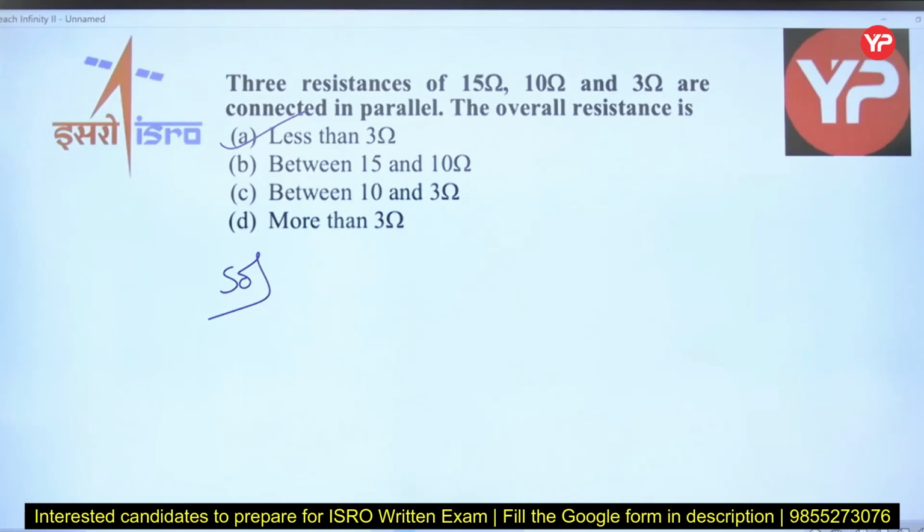What is the least value of resistance here? The least value of resistance here is 3 ohms, in the combination, right? Let's go to the next question, please.